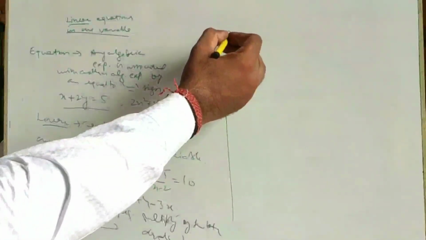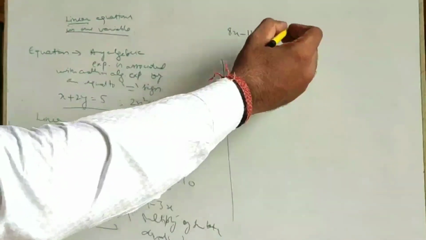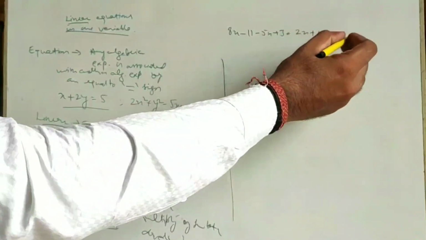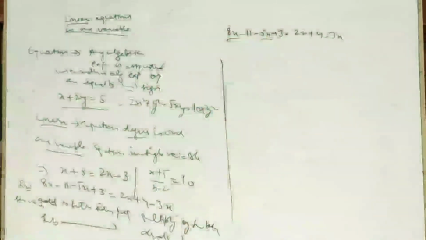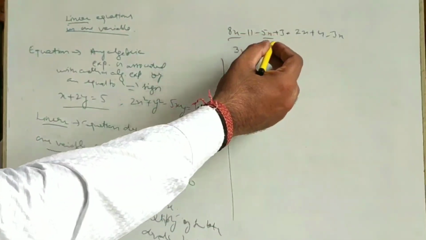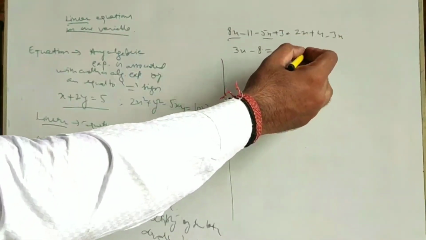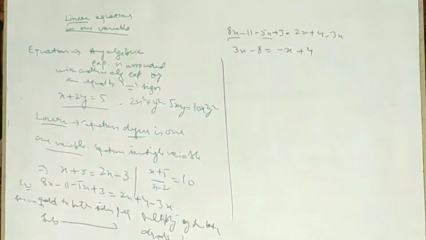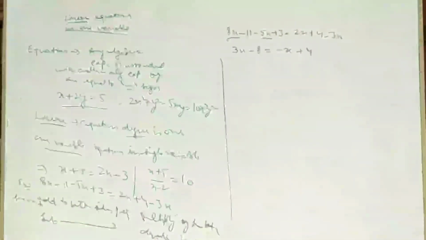Now, suppose here we have 8x minus 11 minus 5x plus 3 is equal to 2x plus 4 minus 3x. In the left hand side, you will find that 8x minus 5x is equal to 3x, and minus 11 plus 3 is minus 8. Similarly, on the right hand side, 2x minus 3x will be minus x plus 4. So the left hand side reduces to 3x minus 8, the right hand side reduces to minus x plus 4.